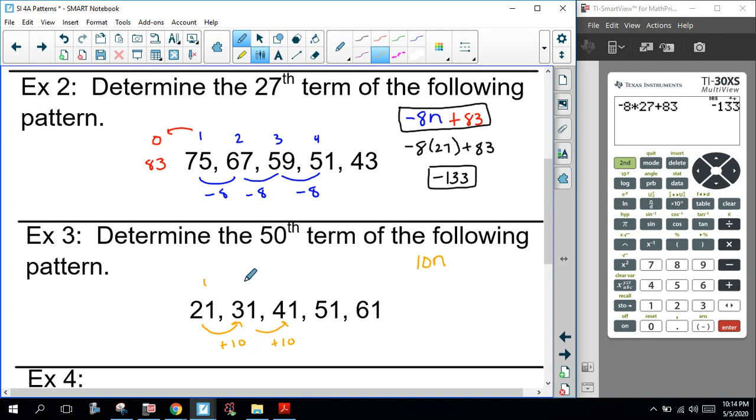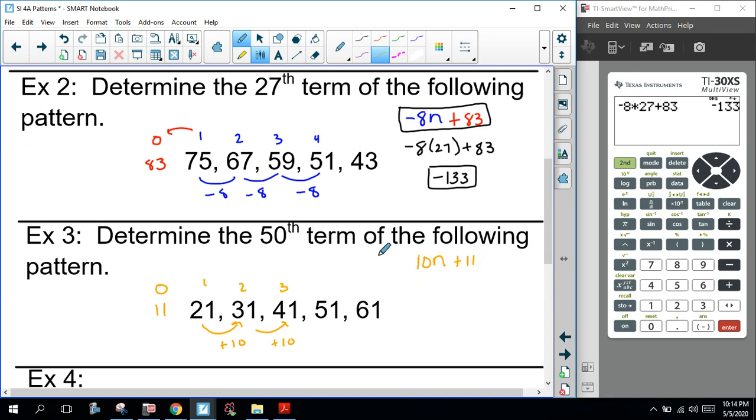Remember, this is our first, our second, and third, so on and so forth, ordered pair. But we want to know what the y-intercept would be. That's when the x is 0. So I went backwards by 1. I'm going to go backwards here by 10. When I subtract 10 off of 21, I get 11. So it's 10n plus 11.